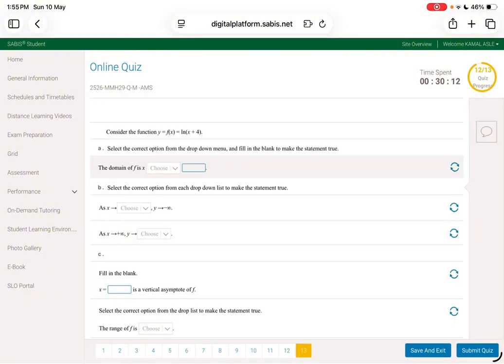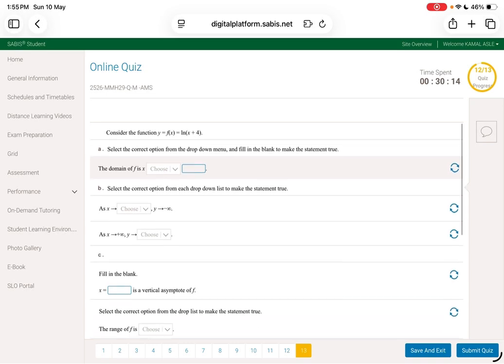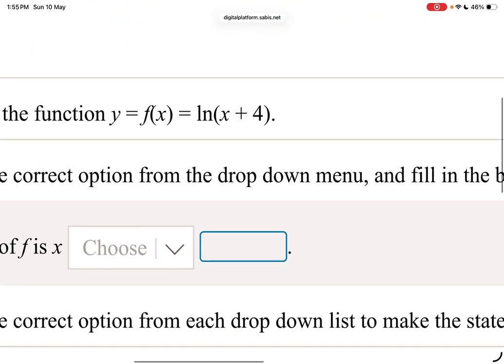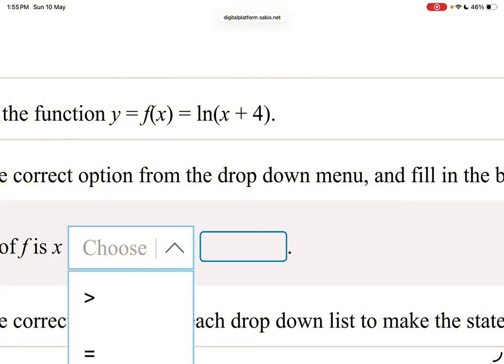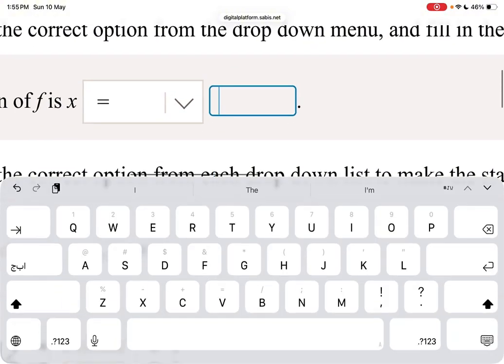Okay, and for the last question, number 13, here they want us to find the long question, this one. So here the domain is always you take the thing. So x plus 4 is equal to 0. Move the 4, so x will be equal to minus 4. So x will be greater than minus 4.